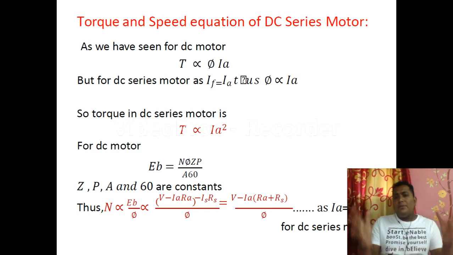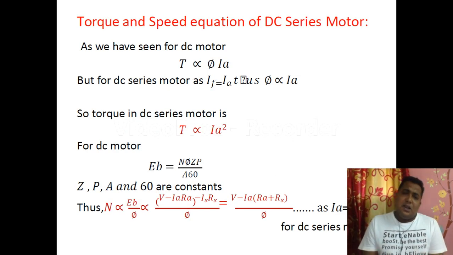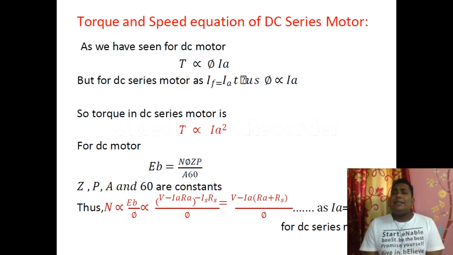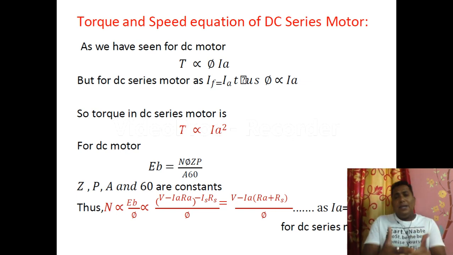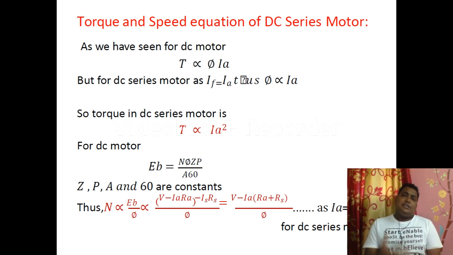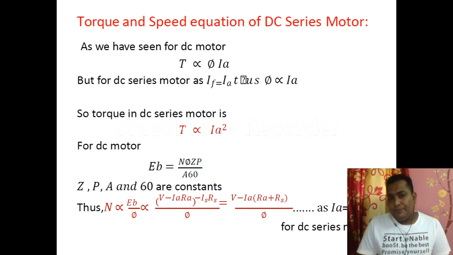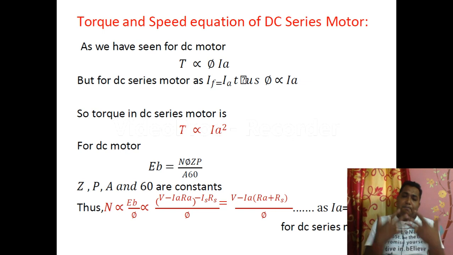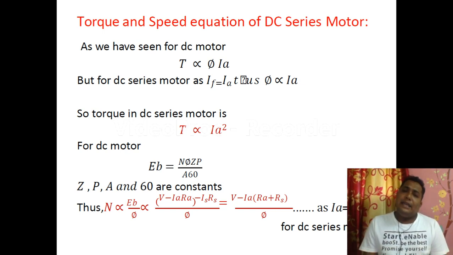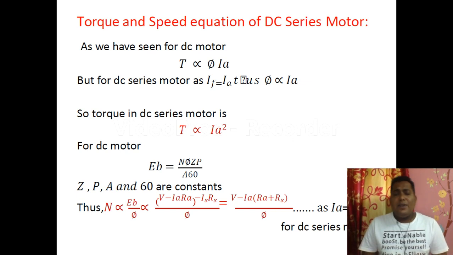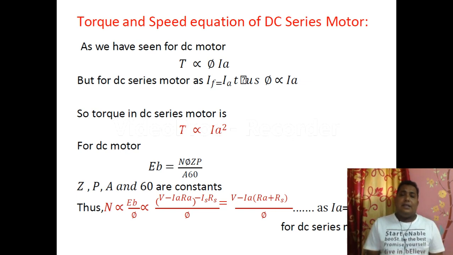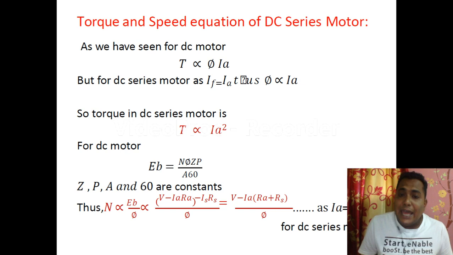So now coming to the next slide. From the torque equation of DC motor, we have seen that torque is directly proportional to the armature current into phi, so phi into Ia. We have already discussed in the previous slide that phi is directly proportional to the Ia. Now if we replace phi with Ia in the equation, then what can we find out? We can find out that torque is directly proportional to Ia square.